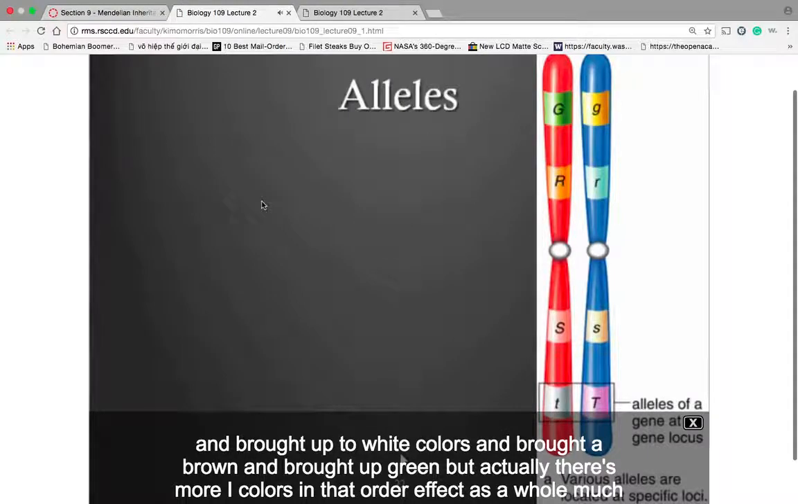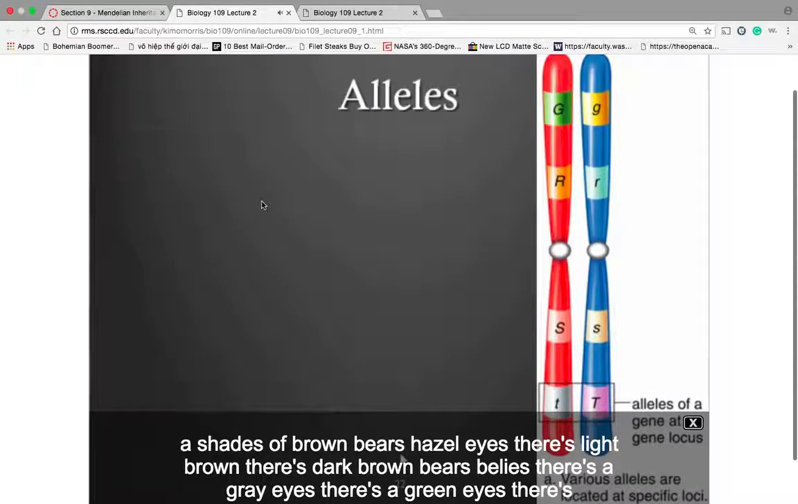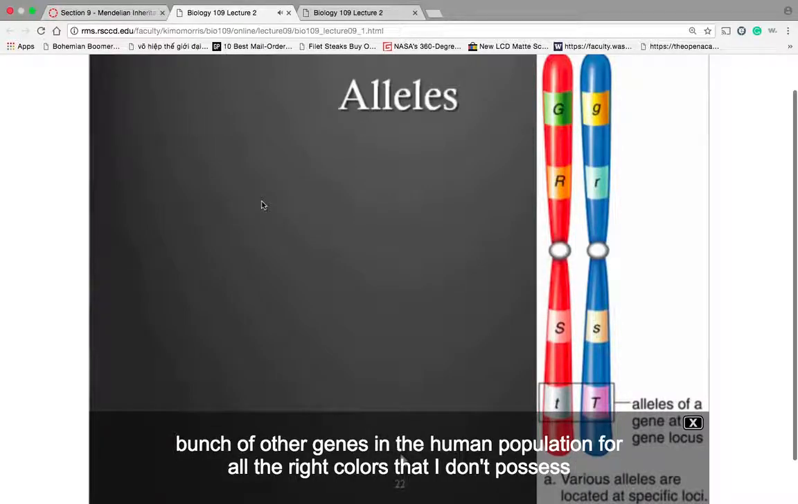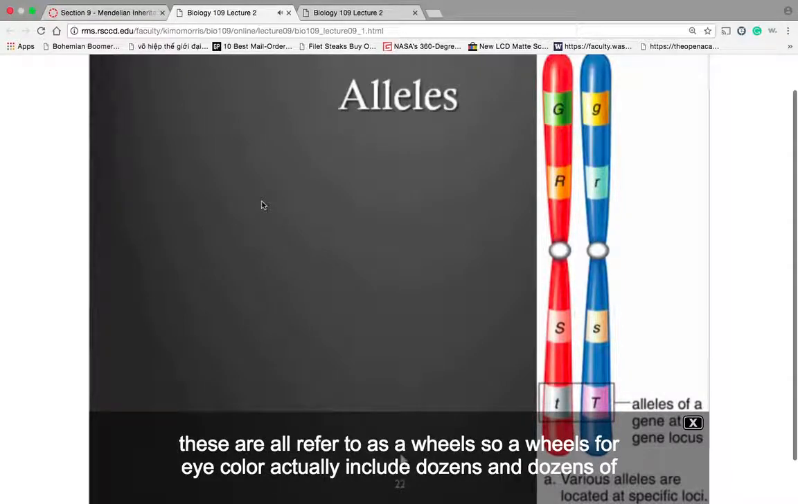I brought up two eye colors. I brought up brown and I brought up green. But actually there's more eye colors than that, aren't there? In fact, there's a whole bunch of shades of brown. There's hazel eyes, there's light brown, there's dark brown, there's blue eyes, there's gray eyes, there's green eyes, there's all different shades in between. And so even though I can only ever have two genes in my body to control for eye color, there are a whole bunch of other genes in the human population for other eye colors that I don't possess. These are all referred to as alleles.